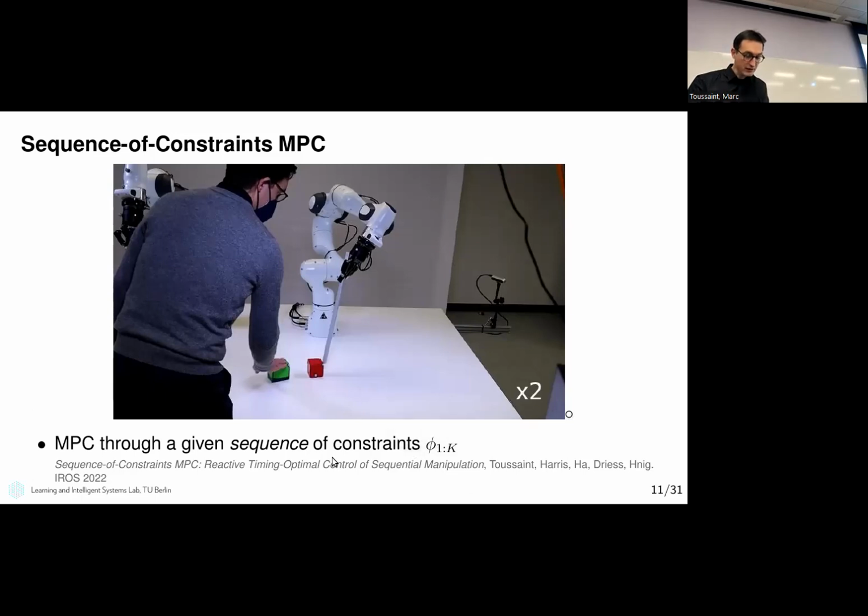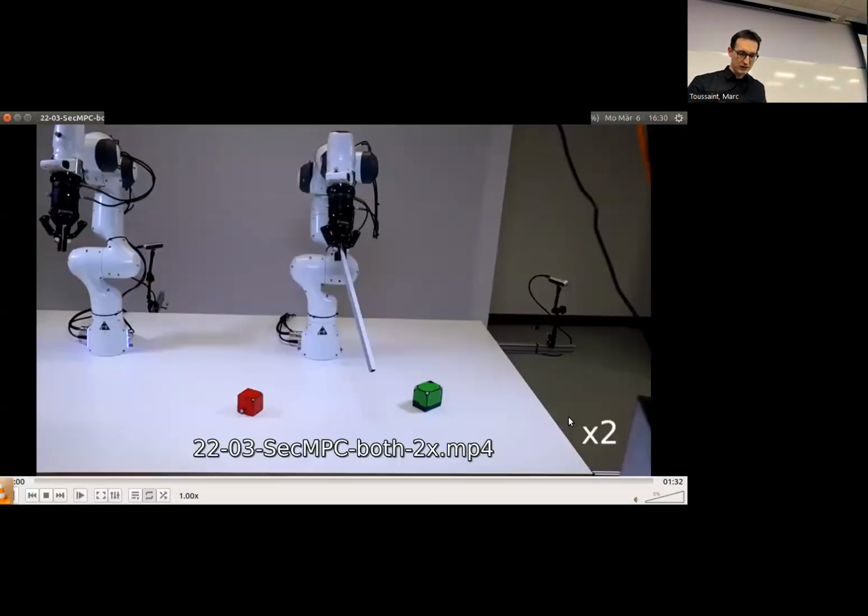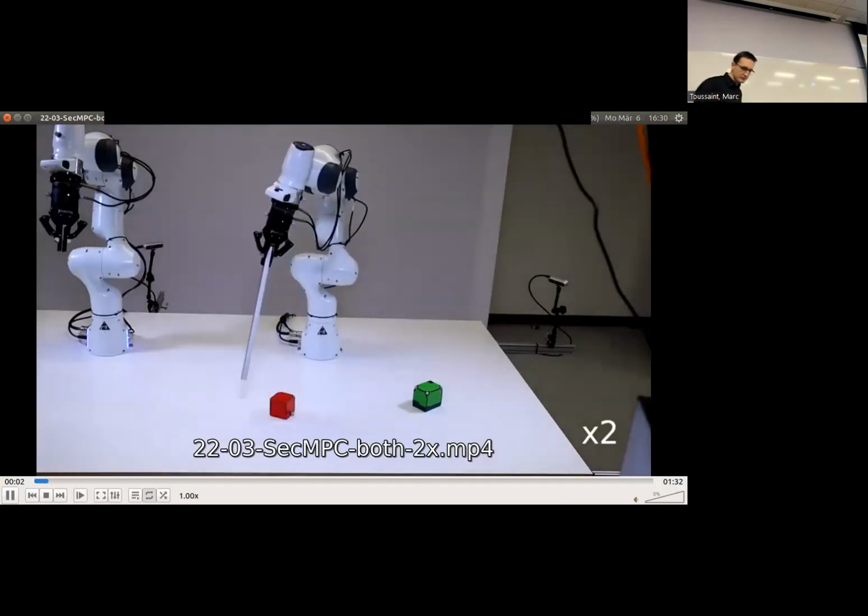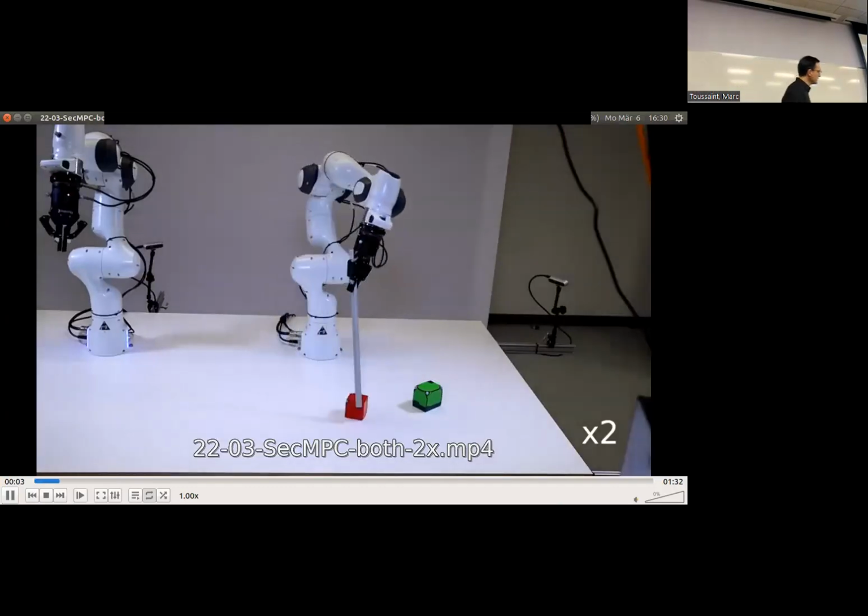Let me show it. Oh, and also mention, by the way, that this is implementing this idea of implicit action representations, but actually not only for a single set of constraints, but a whole sequence of constraints. And I'll explain this in much more detail. Let's just watch a demonstration here.